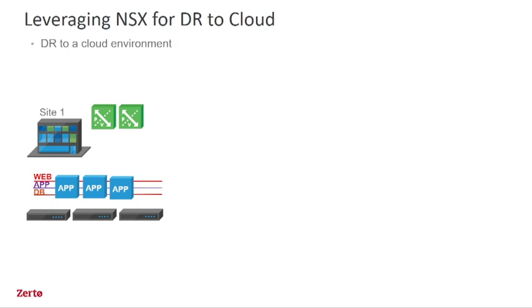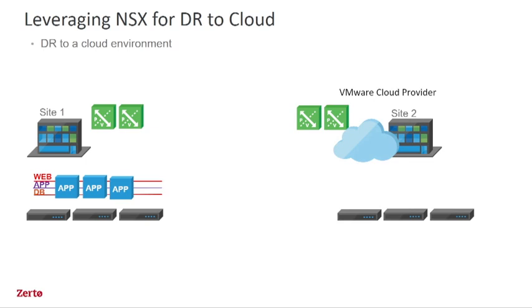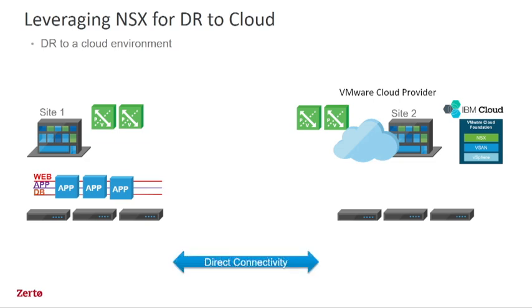So here we have site 1. This is my on-premise site. And let's say we have another site 2 sitting in the cloud provided by a VMware cloud provider. Let's say, for example, IBM Cloud. I can have direct connectivity between the two, and we have a lot of customers doing this.